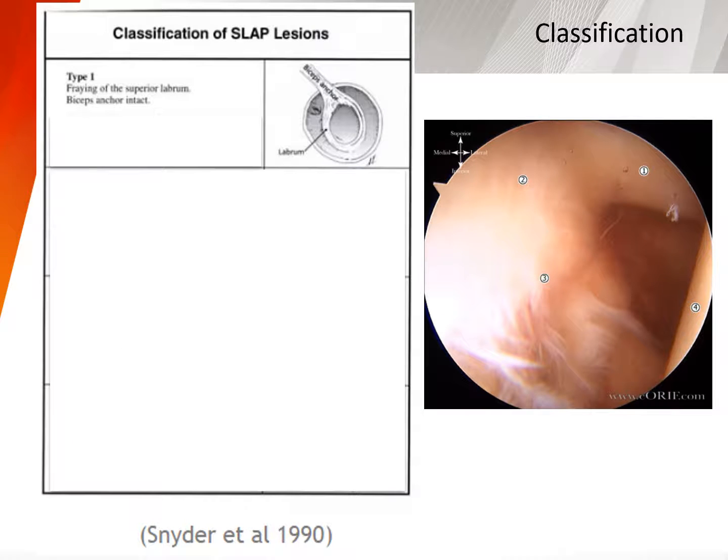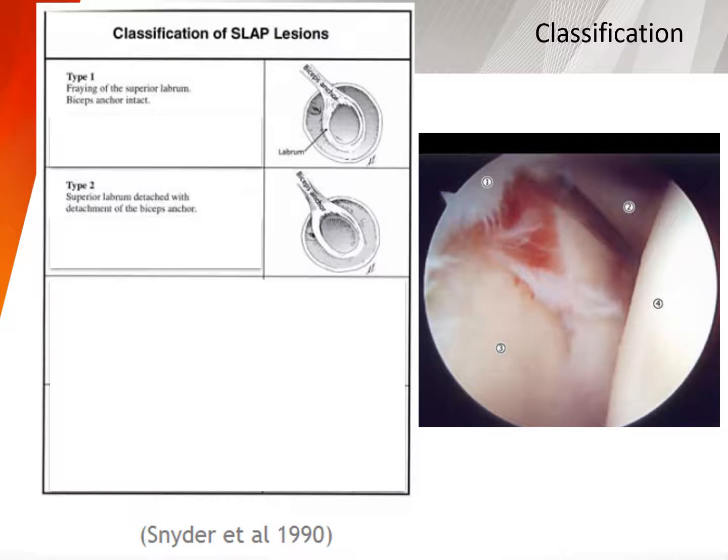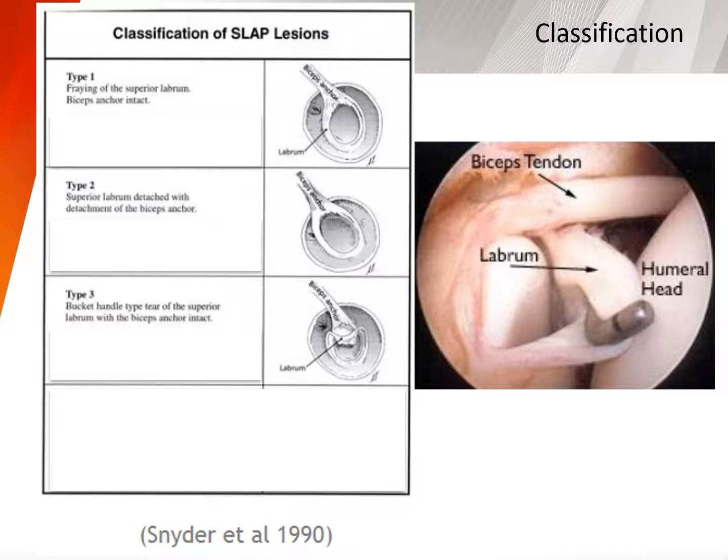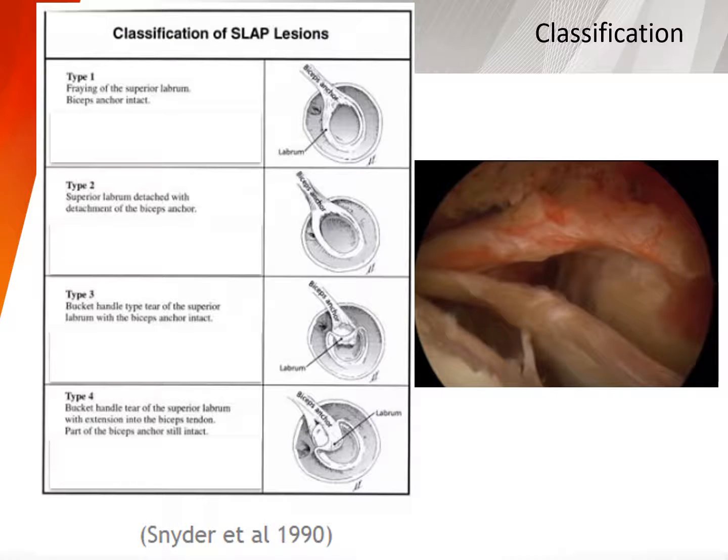The most widely used classification for SLAP tears is the Snyder classification. There are 4 described types. Type 1 is fraying of the superior labrum with an intact biceps tendon anchor. Type 2 is fraying of the superior labrum with detachment of the biceps anchor. Type 3 is a bucket handle tear of the superior labrum with intact biceps tendon. Lastly, type 4 is a bucket handle tear of the superior labrum with extension into the biceps tendon. However, part of the tendon anchor may still be intact.